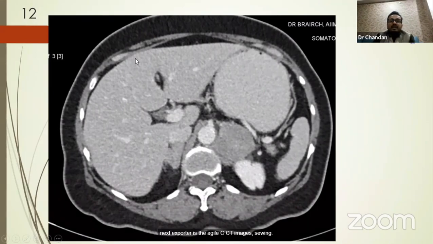The axial CECT images show a homogeneous mass in the left adrenal gland, and also the right adrenal gland, without any necrosis or calcification. It is almost homogeneous, and also involves the extra-adrenal fat tissue. So this is the classical appearance of adrenal lymphoma. This is the case of adrenal lymphoma.